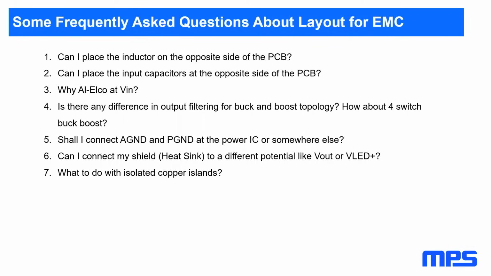Shall I connect the analog and power ground directly at the IC or somewhere else? You can connect it at the IC, but usually we do it on the layer underneath. So we use local islands on the top side with vias to the ground reference in the layer underneath.